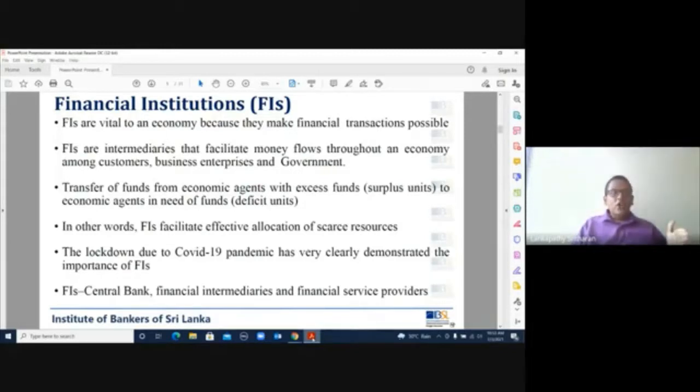And the other one, which is related to recent scenarios, is the lockdown due to the COVID-19 pandemic, where everybody felt the importance of the financial institutions, particularly for cash withdrawals, the usage of the ATM, as well as the importance of online transactions. Everything was clearly demonstrated during the COVID-19 pandemic lockdowns. So as I mentioned, the central bank, financial intermediaries, financial service providers, etc., can be considered as financial institutions.